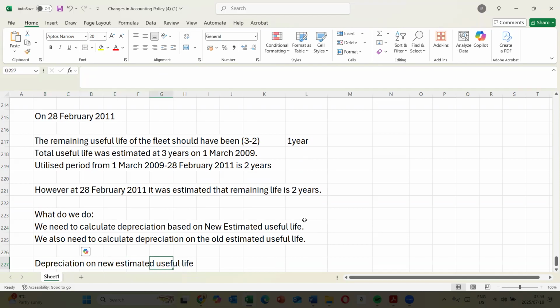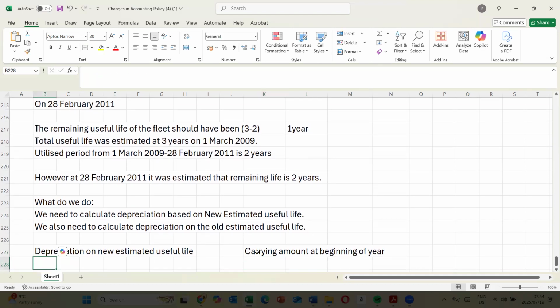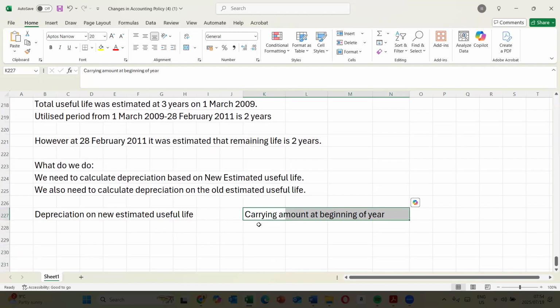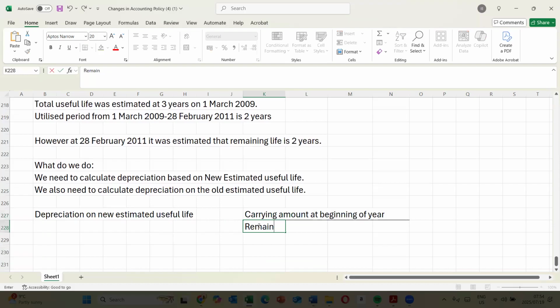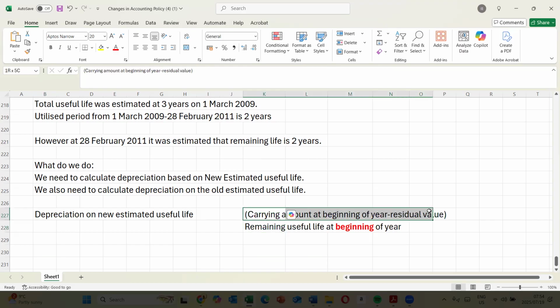You calculate by taking the carrying amount of our asset at the beginning of the year. Then you divide that by the remaining useful life at the beginning of the year, not at year end, but at the beginning. Please, the keyword is the remaining useful life at the beginning of the year. And that's going to be carrying amount minus residual value, of course. That's how we calculate depreciation.